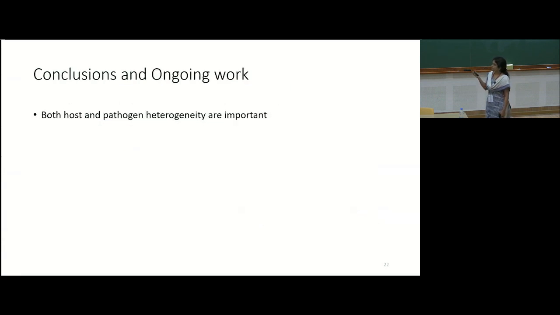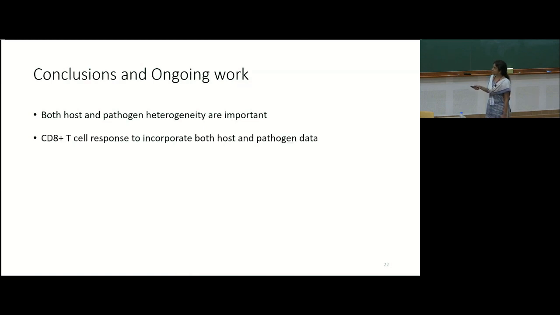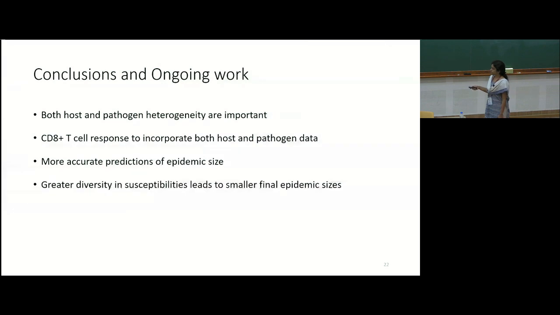This leads us to some of the main conclusions of our work. We find that both host and pathogen heterogeneity are important to predict epidemic size. We provide a method to do this by modeling the CD8 T cell immune response, which incorporates both host and pathogen data. We find that we are able to generate more accurate predictions of epidemic size. And the overall message is that greater diversity in susceptibility leads to smaller final epidemic sizes in general.